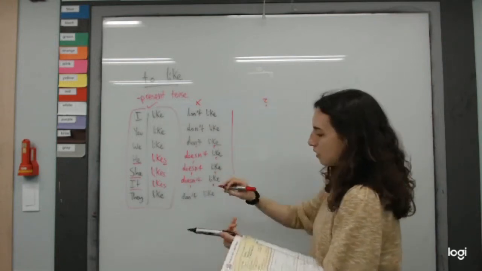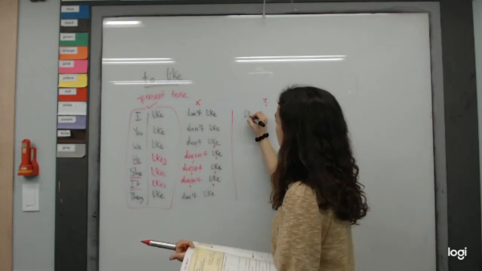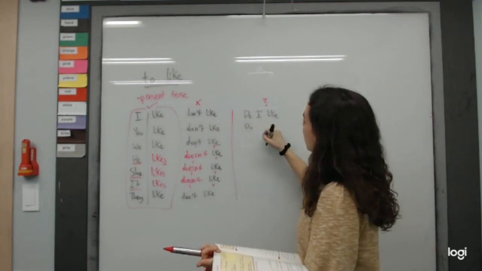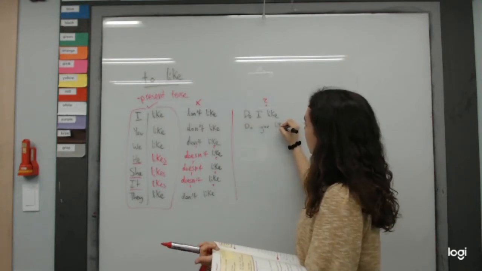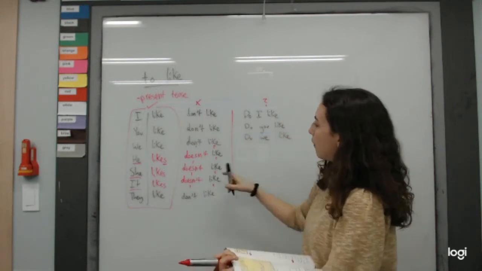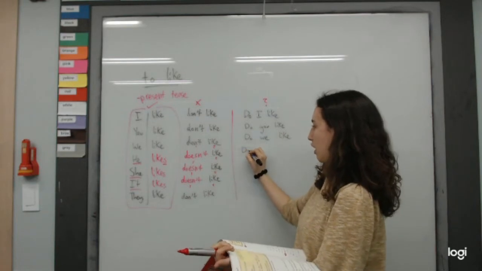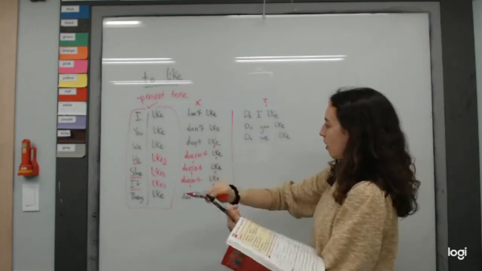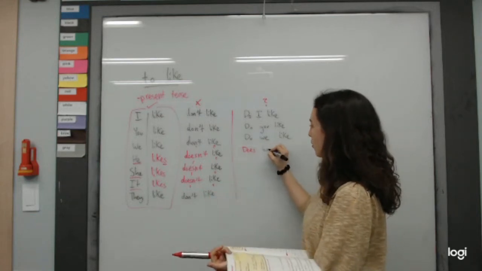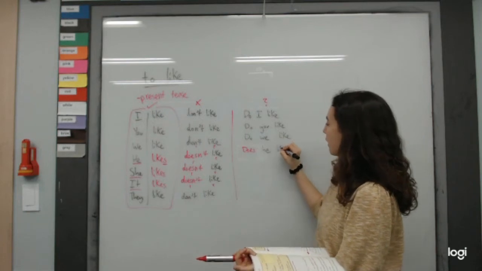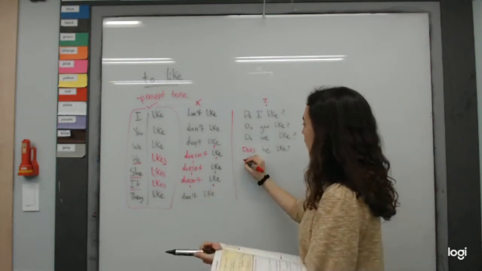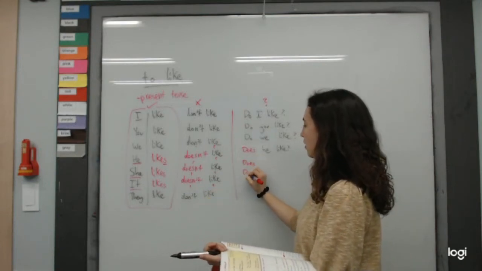And the same is for questions. When we have questions, we can say, do I like? Or, do you like? Or, do we like? But for he, she, it, the first one needs to change. So we say, does he like? Does the teacher like? Does the student like? So does he like? For she, does she like it? Does it like?